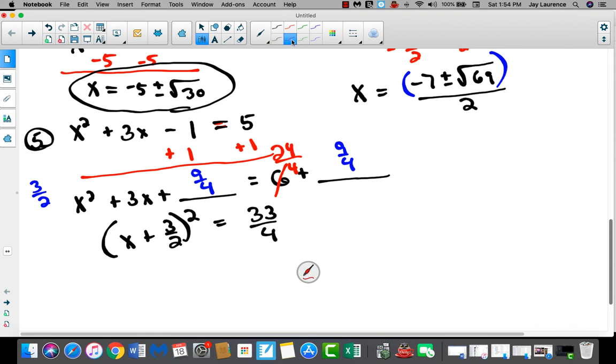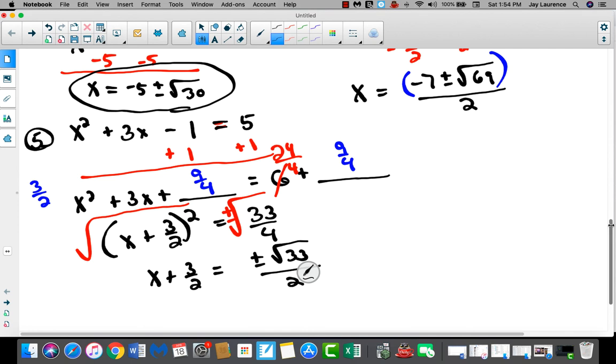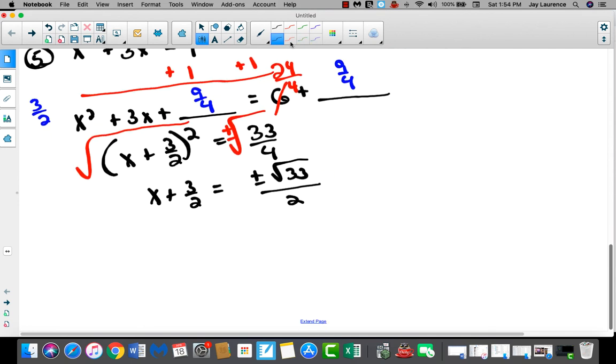33/4. I will take the square root of both sides, and the left-hand side will get me x plus 3/2. That's going to equal plus or minus the square root of 33 over 2. All right, I'm going to subtract 3/2. And my final solutions will be x equals -3 plus or minus the square root of 33, all divided by 2. And there you go.